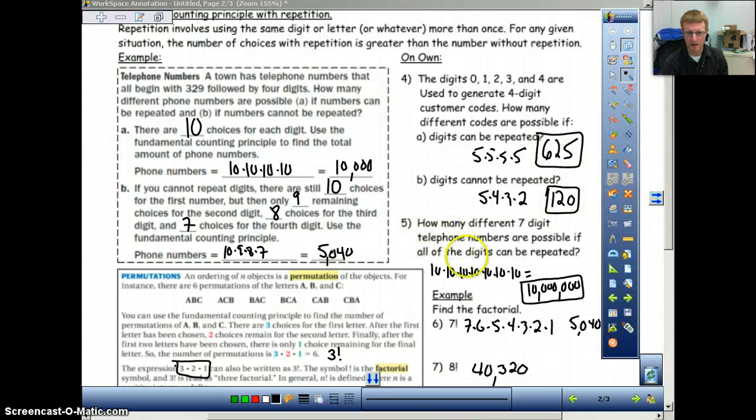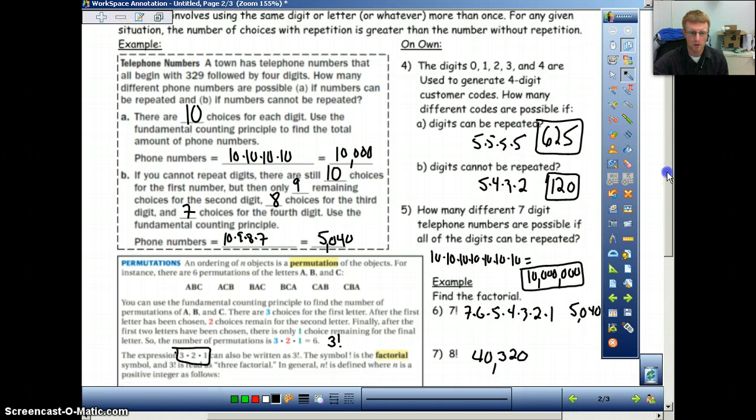Okay, number 5 is 7-digit telephone numbers, and they can be repeated. So we have 10 choices for digits each time. So it's basically 10 to the 7th, which is 10 million different phone numbers that we can have. But those numbers can be repeated. So that's going to be quite a bit more. Okay, so let's move on.